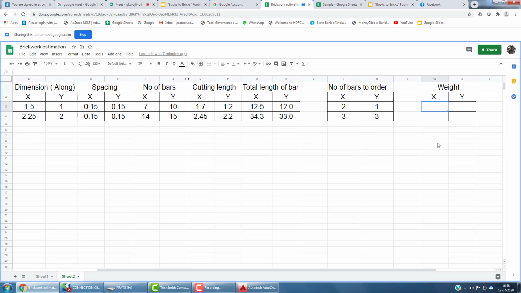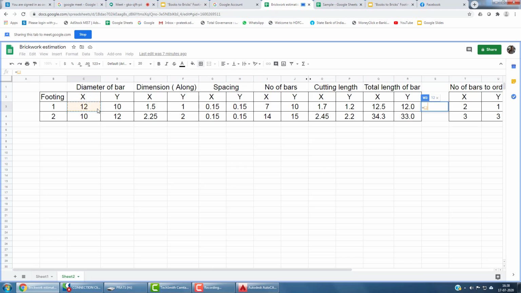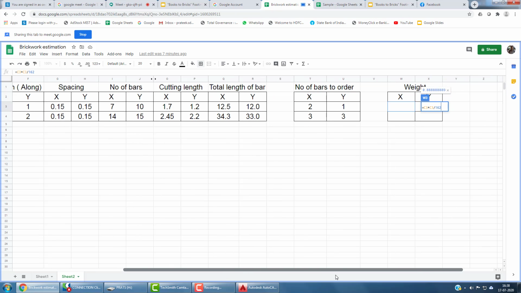Yes, so d square by 162 is right as you said. So we'll go to the X direction. Along X it is d square into d square by 162. Next, what do I have to do? It is per meter, correct? So for 1 bar it is d square by 162 into 12. So this is the weight of 1 bar of 12 mm.